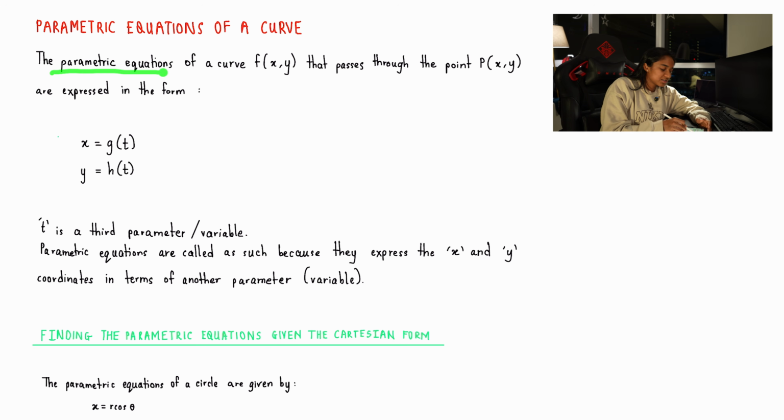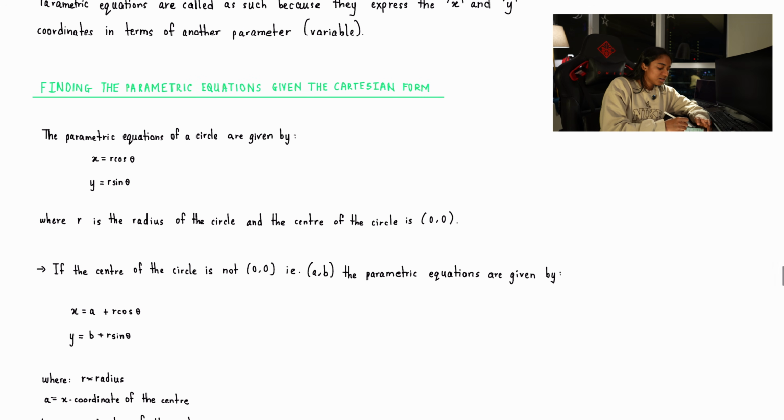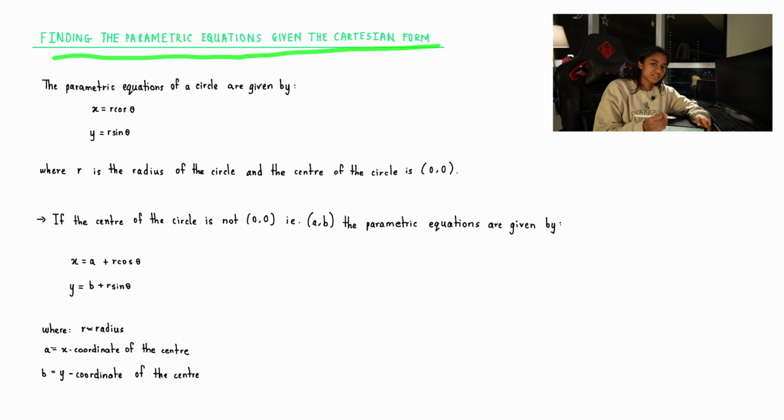So the parametric equations of a curve f, which is a curve with coordinates x, y that passes through the point P, are expressed in the form x is equal to g of t and y is equal to h of t. So t is actually just a third parameter or variable, okay? Parametric equations are called as such because they express the x and y coordinates in terms of another parameter or variable. So let's look at how we find the parametric equations given the Cartesian form.